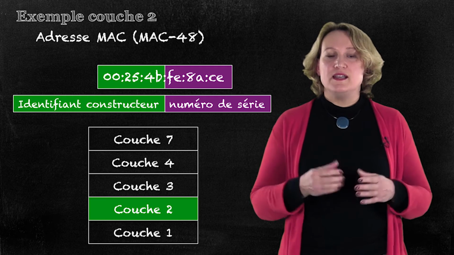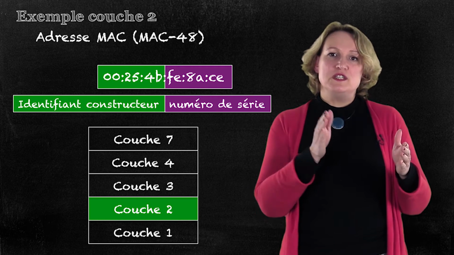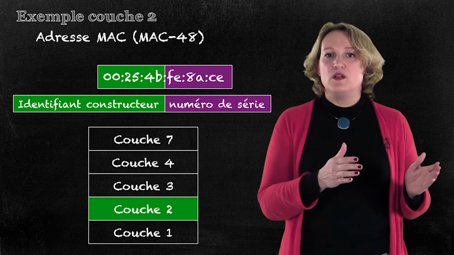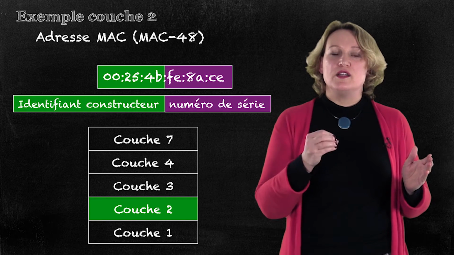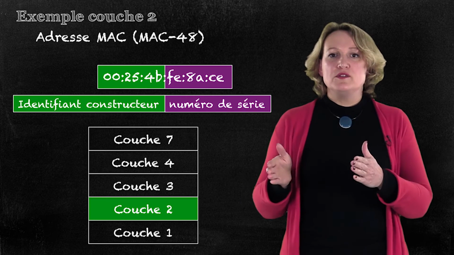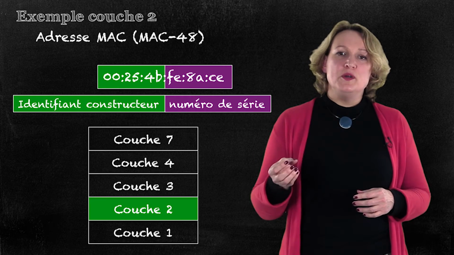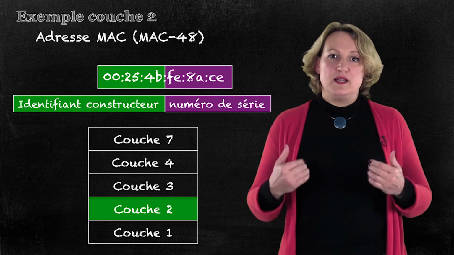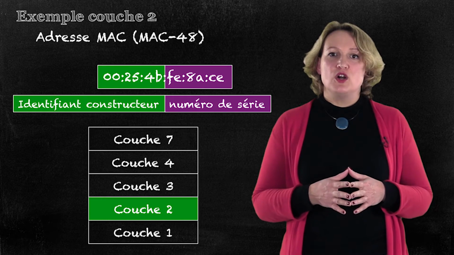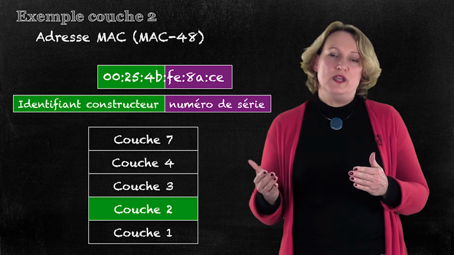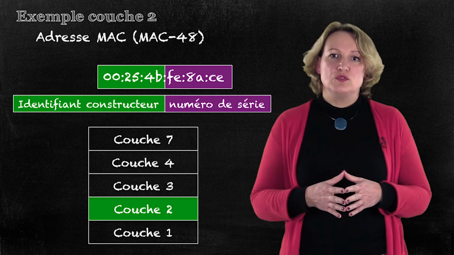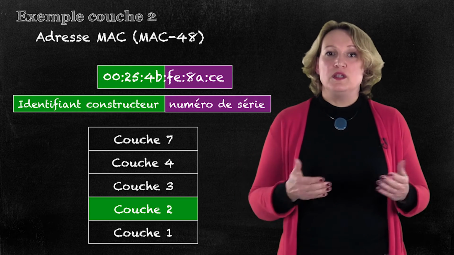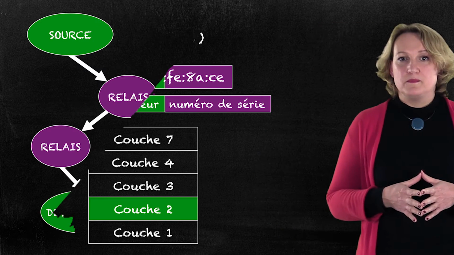This interface is identified with those 6 bytes, which can be divided in 2 parts. The first 3 bytes identify the manufacturer of the interface, for example, the manufacturer of the network card installed in your machine. The next 3 bytes identify a serial number from this manufacturer for this specific equipment. If we had a look at the MAC address of my machine, we would see it starts with 00:25:4B. If you look at the available references on the web, you will see that corresponds to Apple, who manufactured the network card I am using.